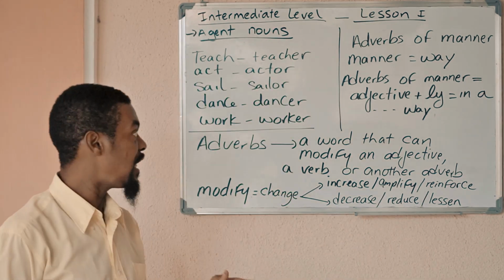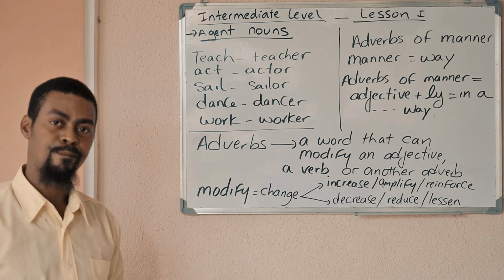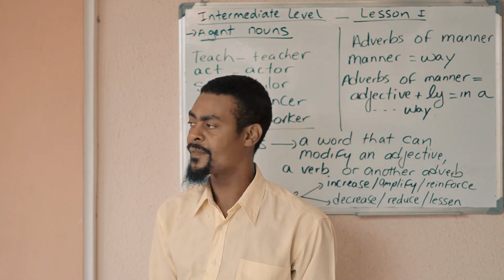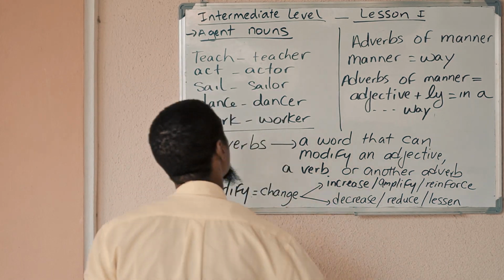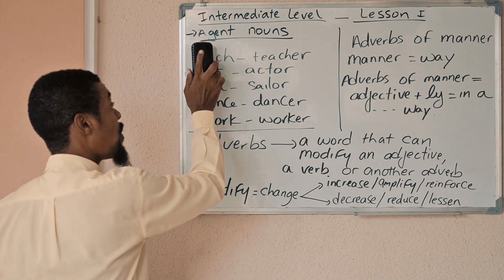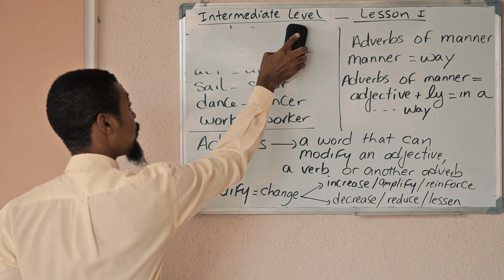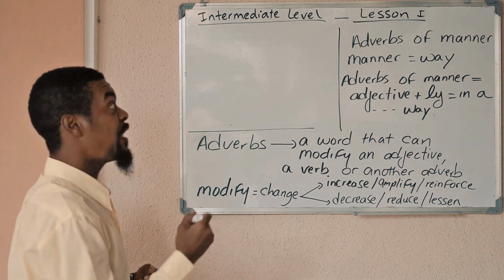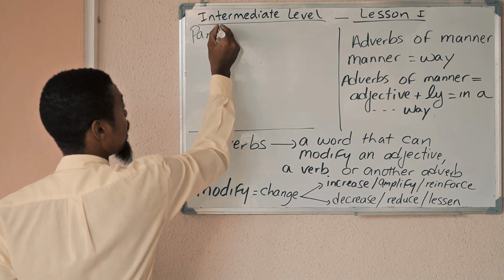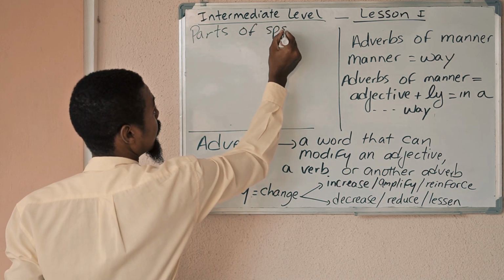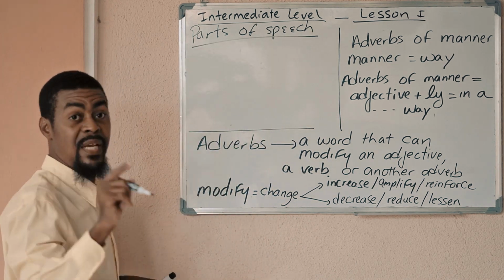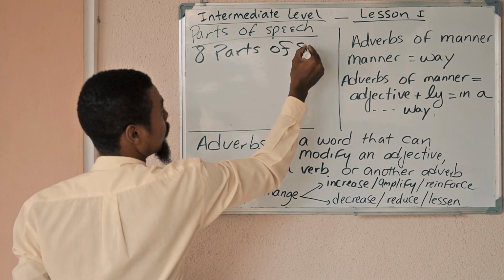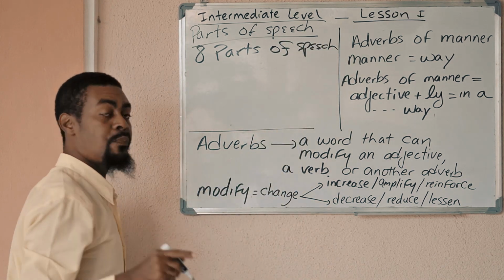Right after agent nouns, we have adverbs. I believe everyone understands the term adverbs because you probably have learned these things in school. You remember when you were in school, you learned these things. Parts of speech. You remember this? There are basically 8 parts of speech.